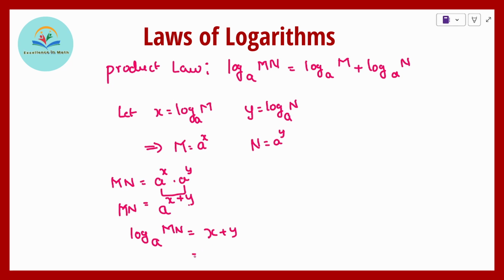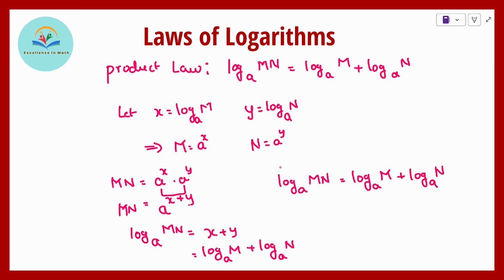So if we replace both x and y with the logarithmic values, we can write it as log m base a plus log n base a. So I hope we got it. Log m times n, the logarithm of a product, is equal to log m base a plus log n base a. I hope you are clear with this.